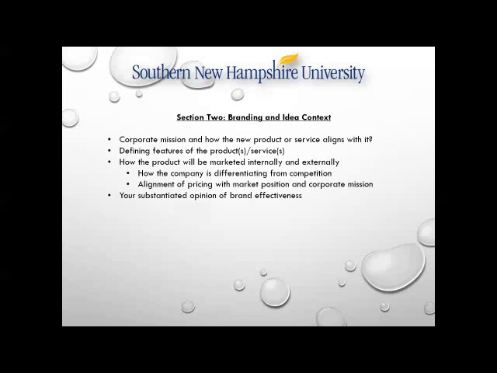So when we talk about market position, we're really talking about where it lies in the market compared to the competition. So what is the market share? And some of these things, if you can't find it, you're going to have to make an observation, but make sure you explain that it is an observation. And your substantiated opinion of brand effectiveness. Is the brand an effective brand? So if you had Nike, then Nike is certainly an effective brand. If it's Amazon, they are effective brands.